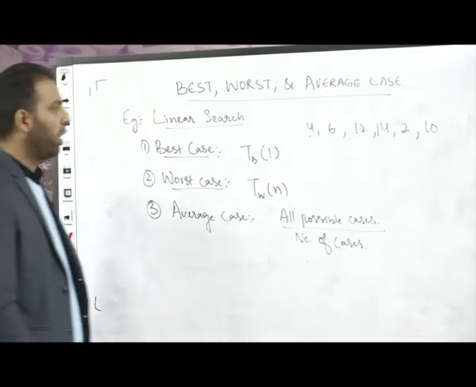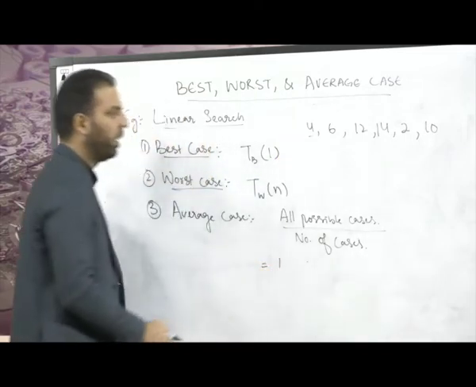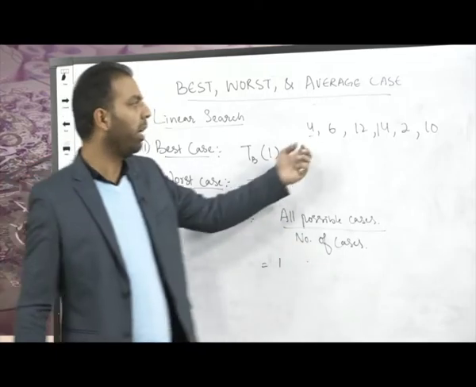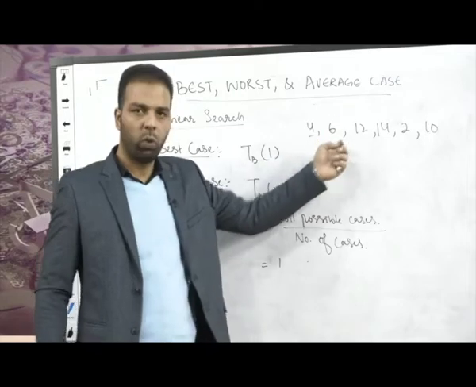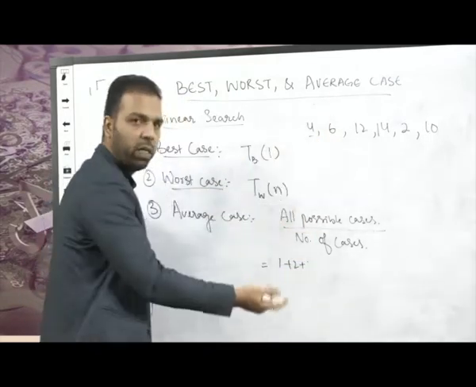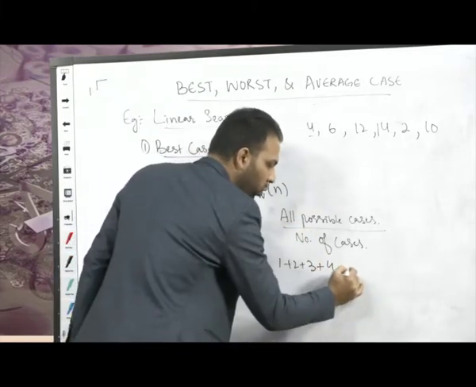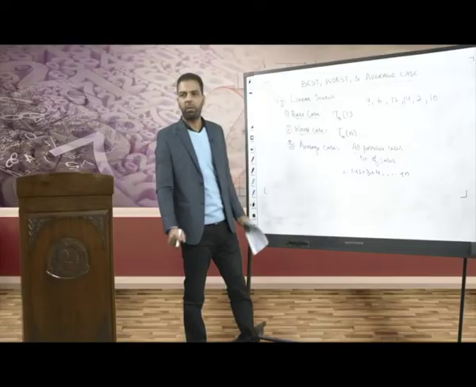All possible cases: first, case 1 means the element will be present at the first location. The second possible case is that it will be present at second, then you have to make 1 plus 2 comparisons. Then the third is that it will be at third, so you have to make 3 comparisons. Then it will be at fourth, and so on up to n. So these are all possible cases that can happen in your linear search.